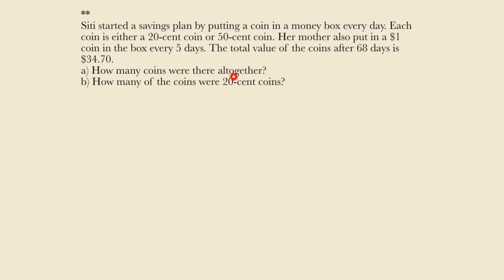How many coins were there altogether? Okay, knowing that her mother put in a dollar coin every 5 days and 68 days went by, we can actually find out the number of $1 coins from the mother. How many groups of 5 in 68? On top of that, that's 1 coin a day from Siti for the 68 days. So it will be 68 from Siti plus whatever the number of mother's $1 coins is.